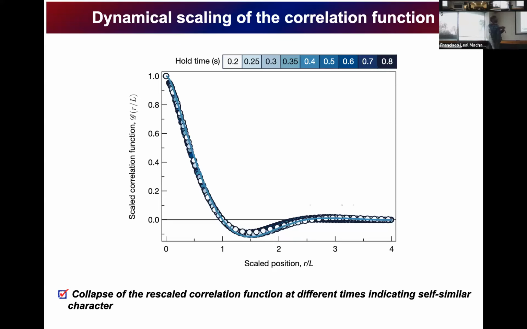All the circles correspond to the experimental data. And here you see with the solid line our theory, which is in excellent agreement. So here we see a self-similar behavior in the correlation function, and this indicates the universality of the dynamics.